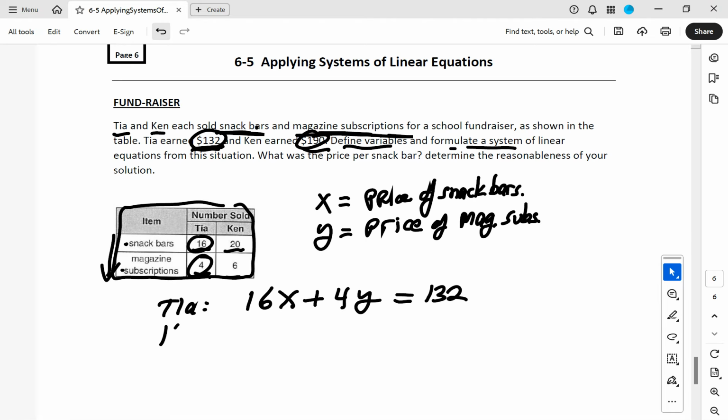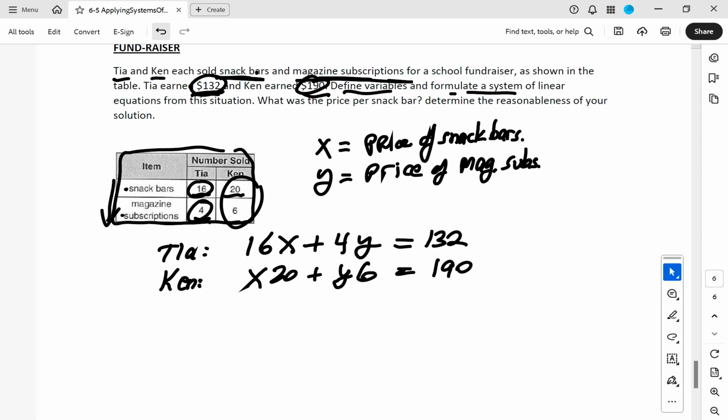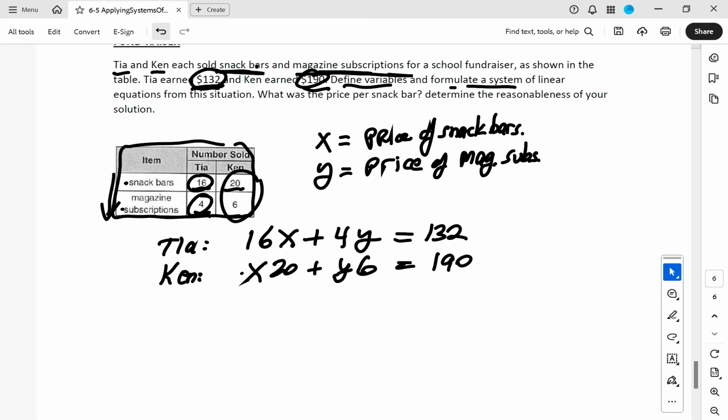For Ken, I'm going to write it at first in terms of the amount of money times the number of snack bars plus the amount of money, y, times the number of magazine subscriptions, 6, is equal to $190. But we usually put the variables afterwards regardless of what they are. So I'm just going to rewrite it as 20x plus 6y equals 190.